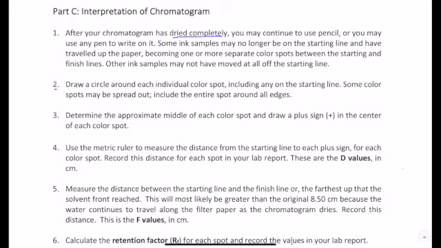happened. So the color spot either moved from the starting line, or it moved a little bit, or it moved a lot, or it moved all the way to the finish line, and then even beyond with the mobile phase. So look for an individual color spot, and you're going to draw a circle around it. Again, the spots might be spread out, and there might be more than one spot because there's more than one component, and you're going to draw this circle, and that's a qualitative process.